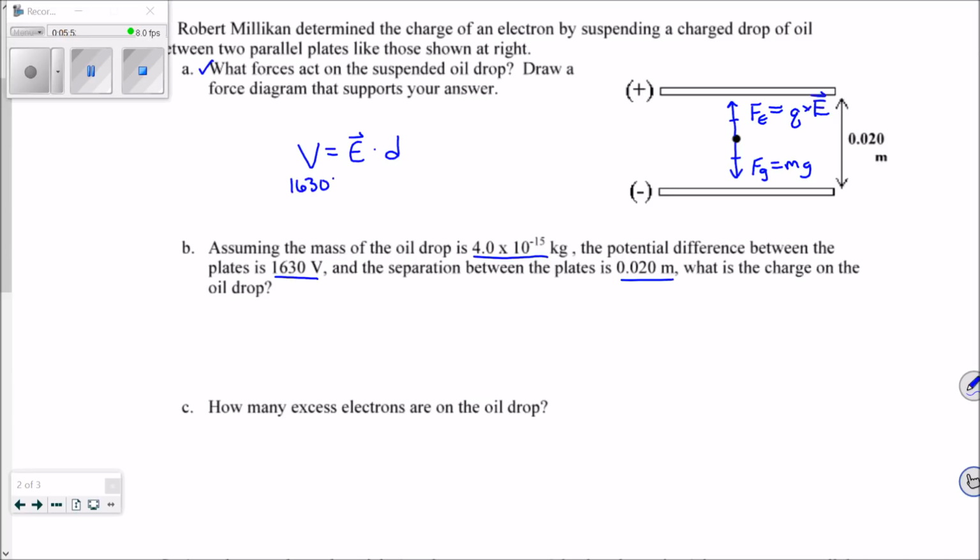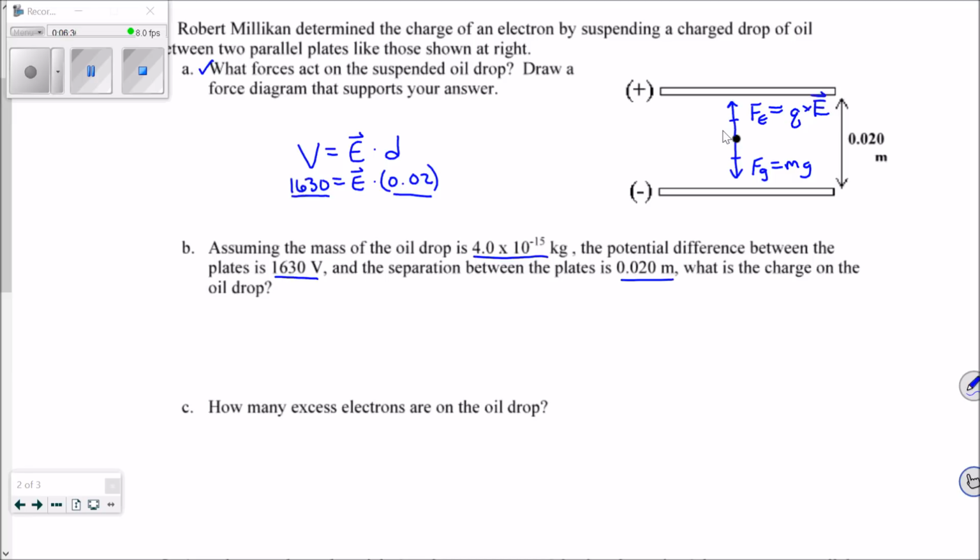So I have 1630 as the voltage given. I need to find my electric field. That way I can figure out the force on my particle. And the distance between the plates is 0.02. Students will sometimes look at the diagram and say it's only halfway between the plates. Shouldn't I use half of the distance? The answer is no, because this potential right here, this 1630, that is the potential difference between my two plates, and my two plates are separated by 0.02. So I need to make sure that I am using the proper distance.